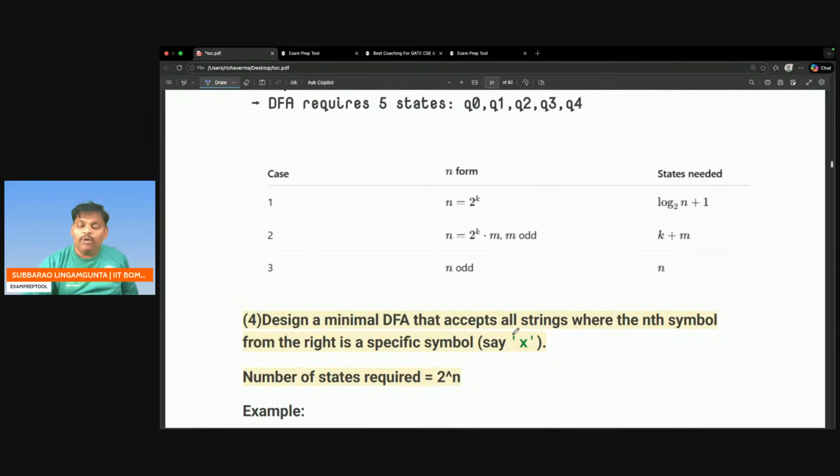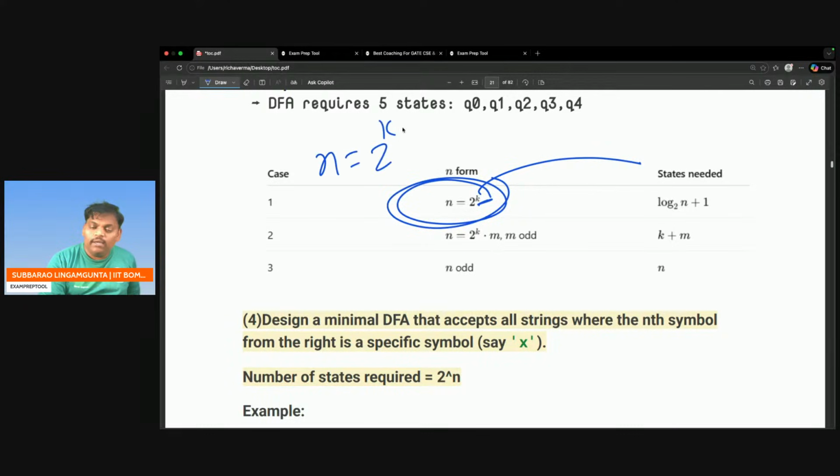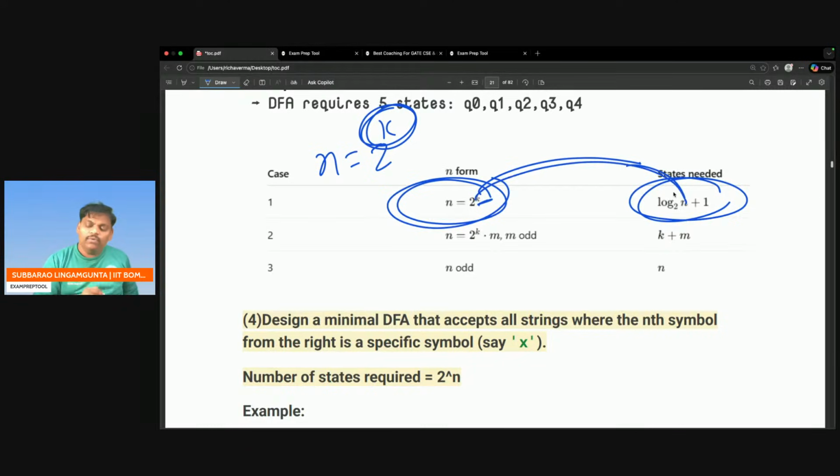One table also there, see. If n is equal to a power of 2, the answer is k plus 1. Be careful: n is equal to 2 power k, definitely this k is log n. So the answer is log n base 2, plus 1 extra.